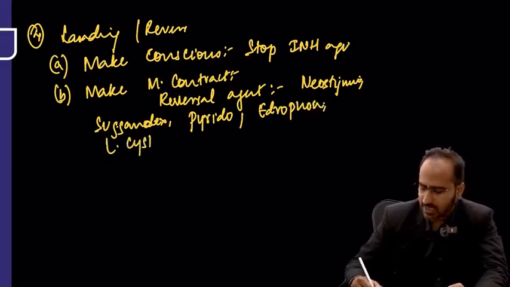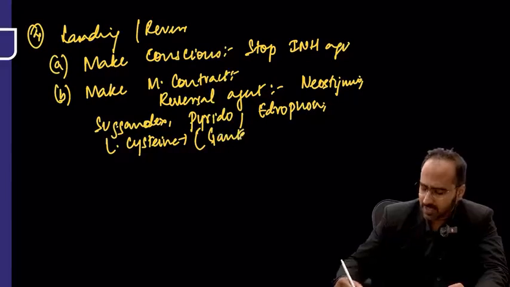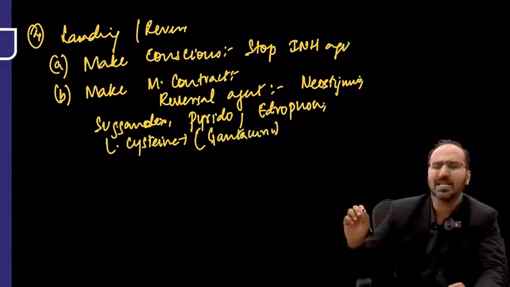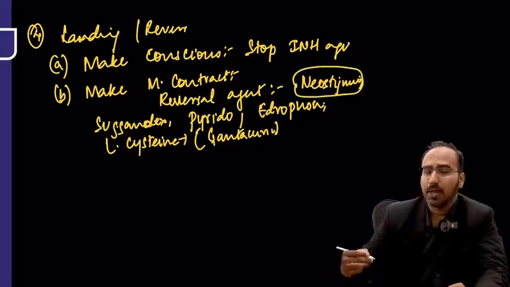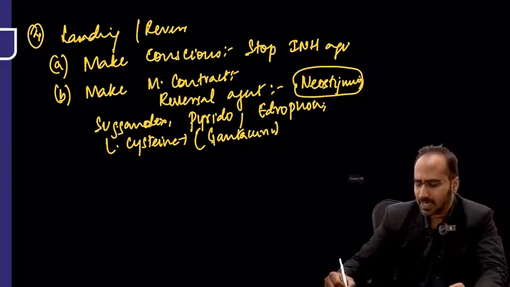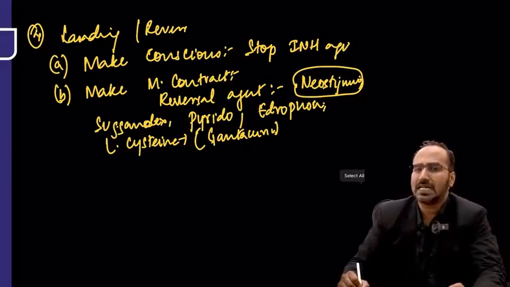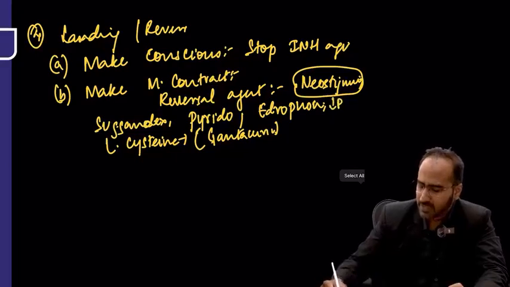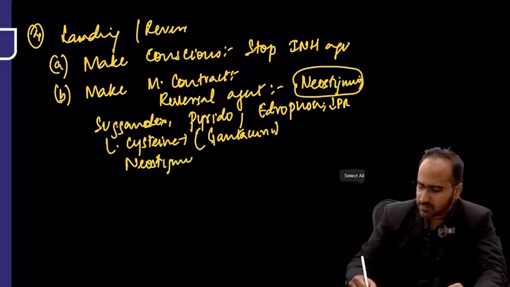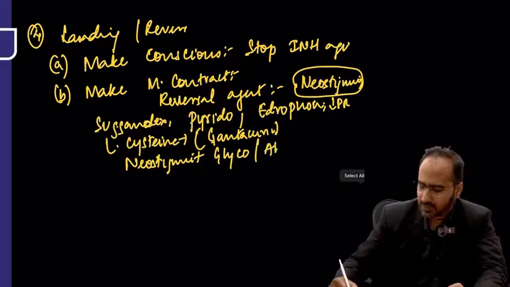L-cysteine. L-cysteine is commonly used for reversal of Gantacurium muscle relaxant. So these are the reversal agents. But commonly used is what, guys? Neostigmine. But if you give neostigmine for the reversal, what will happen? Patient will have bradycardia. So what we give with neostigmine, we give either glycopyrrolate or atropine.